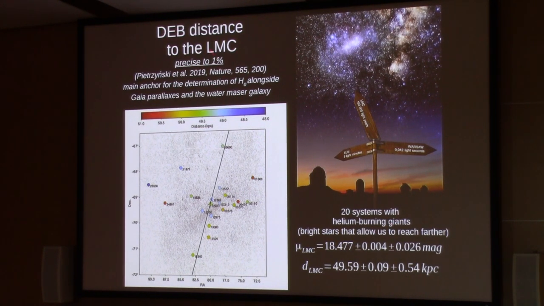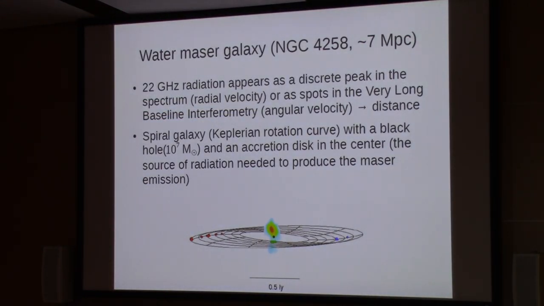It allowed us to obtain a distance to this nearest galactic neighbor of our Milky Way with a precision of 1%. And currently, this is one of the main anchors in the calibration of the distance scale, in the determination also of the Hubble constant, with other anchors being Gaia parallaxes and water maser galaxies. So this is the third geometric method, the last geometric method that I described. Basically, this is a system that is quite rare, so we have only one such calibrator of classical Cepheids.